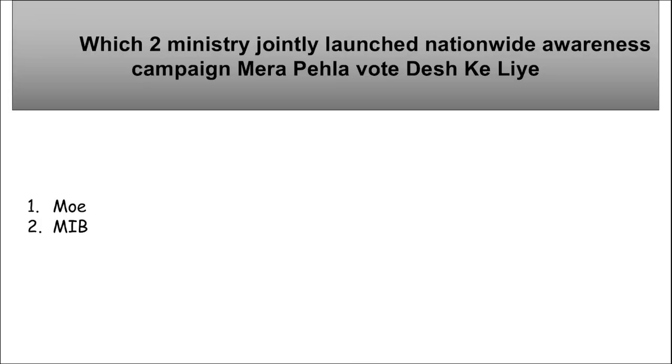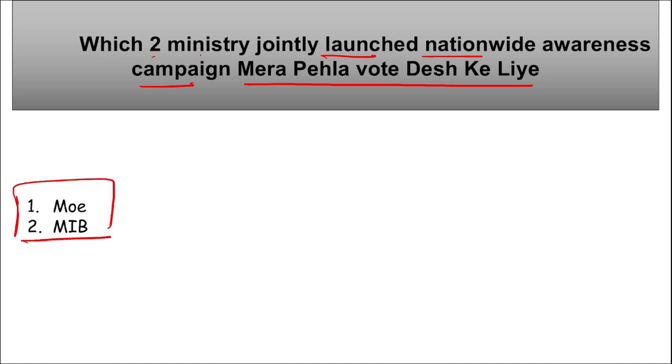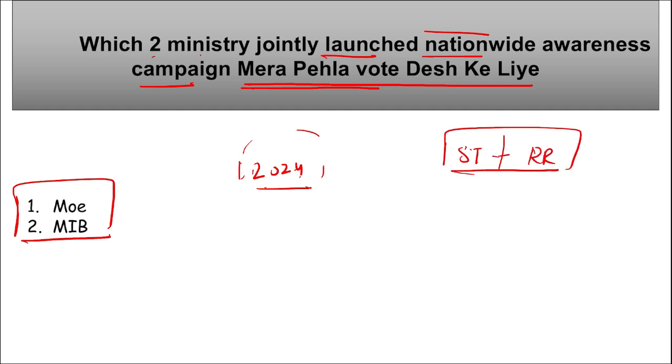Moving on. Which two ministries jointly launched the nationwide awareness campaign Mera Pehla Vote Desh Ke Liye? This was done by the Ministry of Education and the Ministry of Information and Broadcasting. Correct? That is, my first vote for my country. This was to encourage first-time voters to participate in the 2024 Lok Sabha elections. And for the same reason, if you remember, Sachin Tendulkar and Rajkumar Rao were appointed as national icons in order to promote voter awareness. Take a note of this.